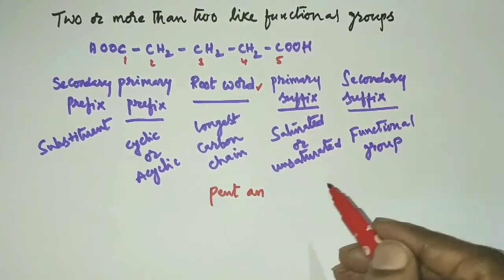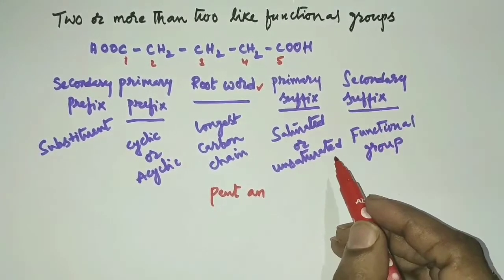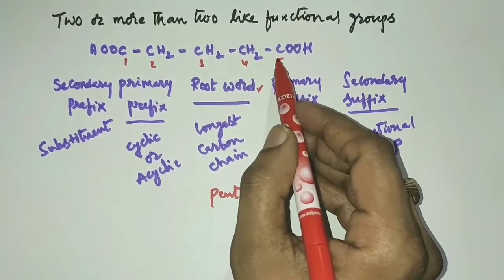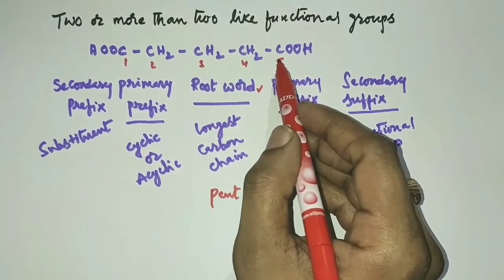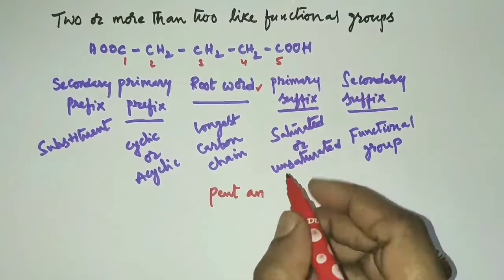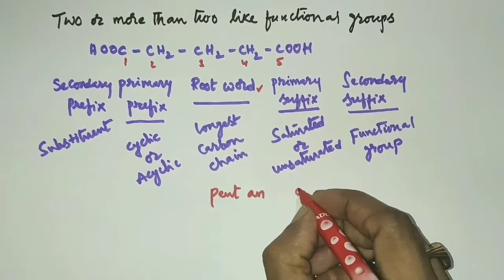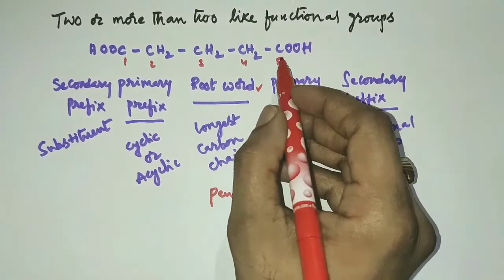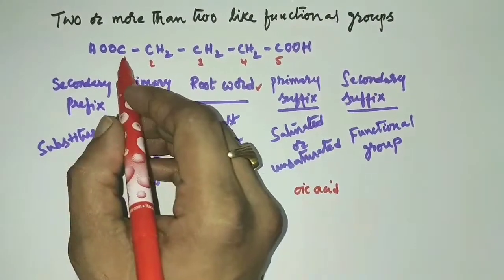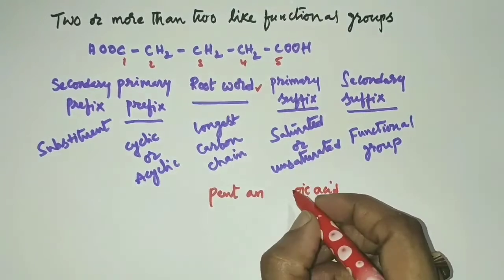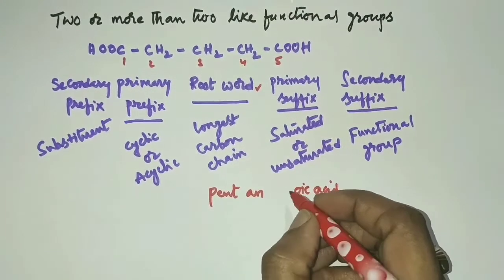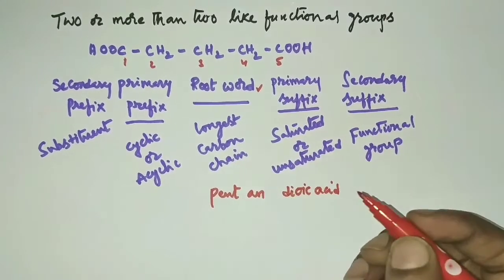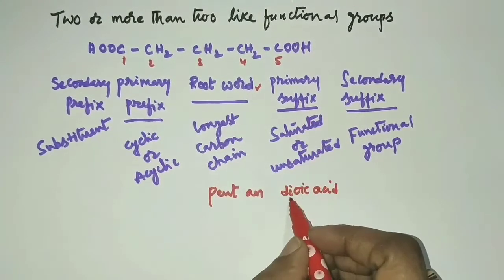Next, when you come to secondary suffix, it indicates the name of the functional group. The functional groups we have here are carboxylic acids. For carboxylic acids, secondary suffix is oic acid. But there are 2 functional groups, 2 carboxylic acid groups. That's why we need to indicate how many functional groups are present of same functional groups. So dioic acid. There are 2 COOH groups, that's why dioic acid.